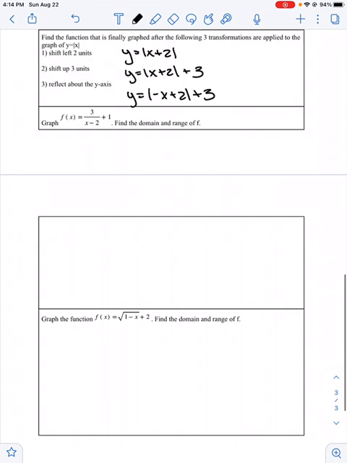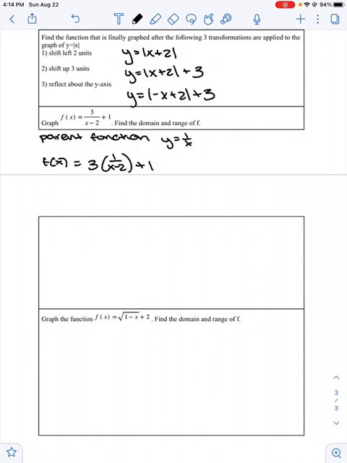Okay. We're going to graph this function and find the domain and range. So our parent function of this function is y equals 1 over x. So we're going to use that to base off the transformations that it has. And I'm going to change this a little bit because 3 over x minus 2 can be written as 3 times 1 over x minus 2, plus 1.